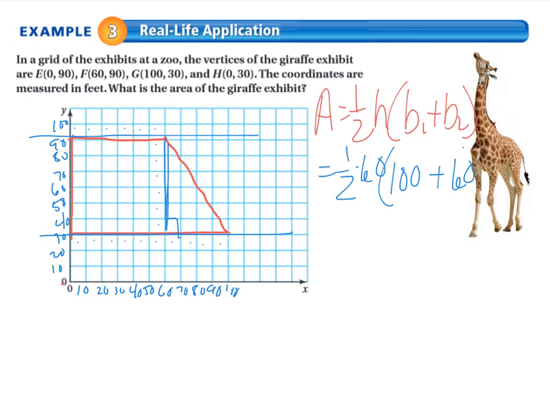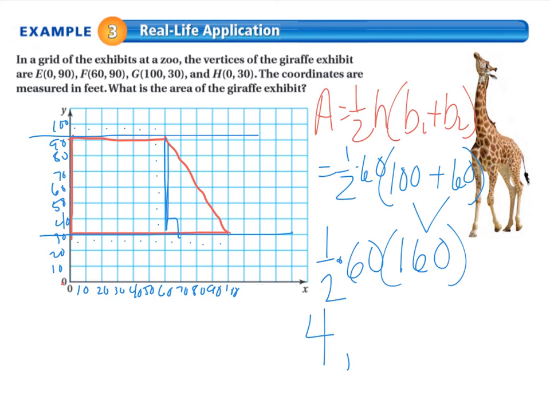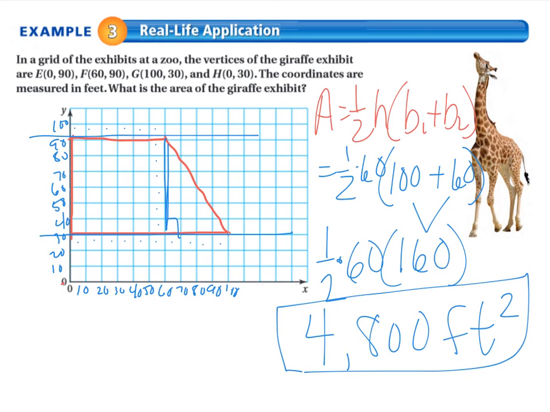Okay, so I have to do what's in the parentheses first. 100 plus 60 is 160. And I still have all this other stuff out front to take care of. So in my calculator, I'm going to punch in 0.5 times 60 times 160. And I get 4,800. They told us this was in feet. So my units are feet squared. That's my answer.